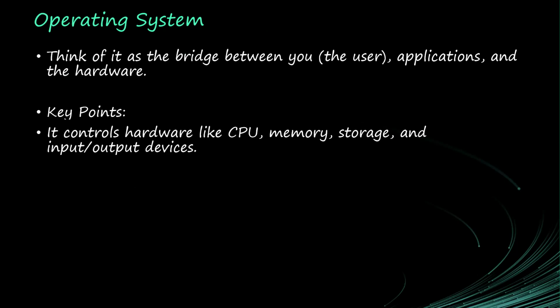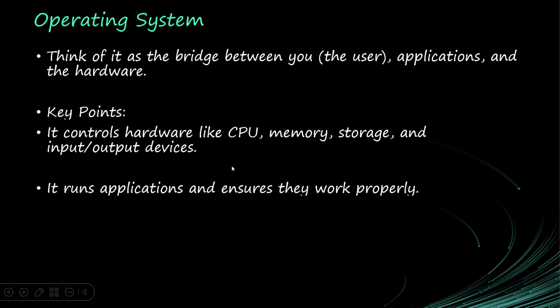So it controls hardware like the CPU. The operating system controls the CPU, the memory, the storage devices, the input and output devices. It is the operating system that controls all of this. So the operating system actually tells them what to do and how to do what they need to do.